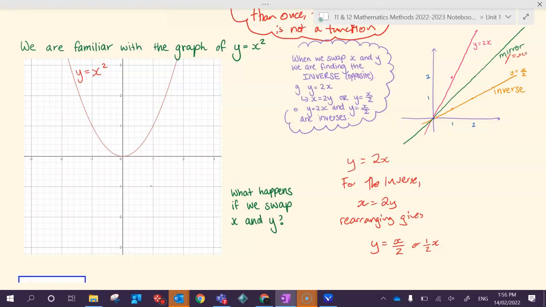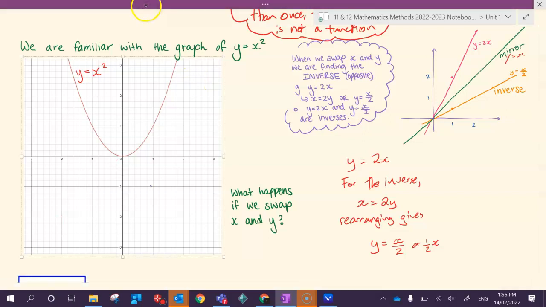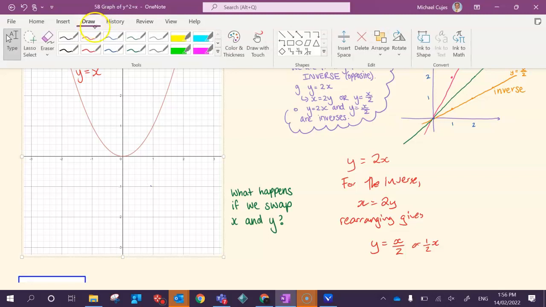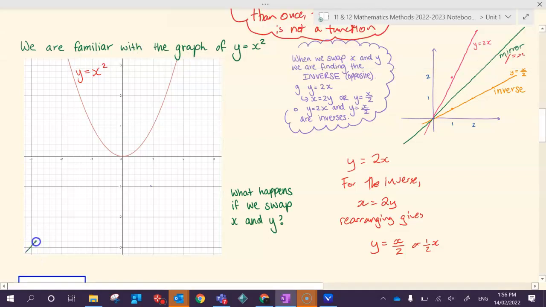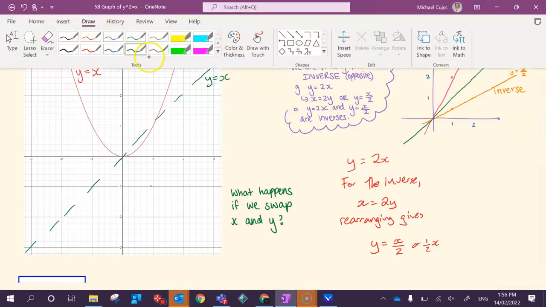So if I was trying to find the inverse of y equals x squared, the first thing I'm going to do is put my little mirror in here. Should I make it green so that it matches up with the other diagram? I probably should. Let's do that. Not drawn perfectly, but good enough. This is the line y equals x. And what I want to do is mirror that graph.